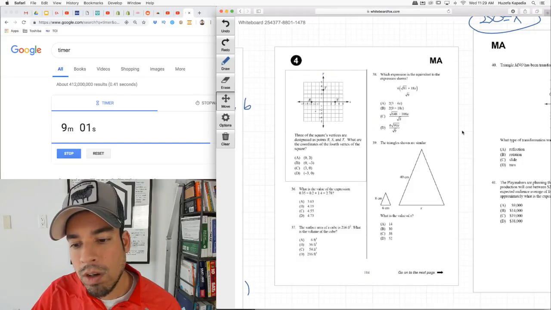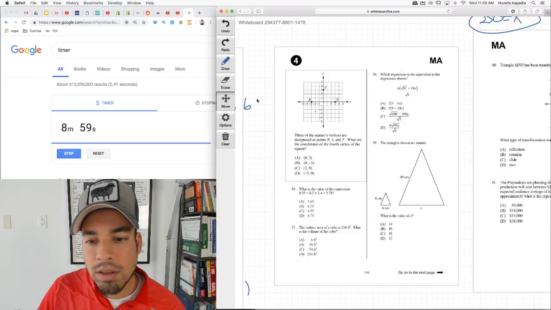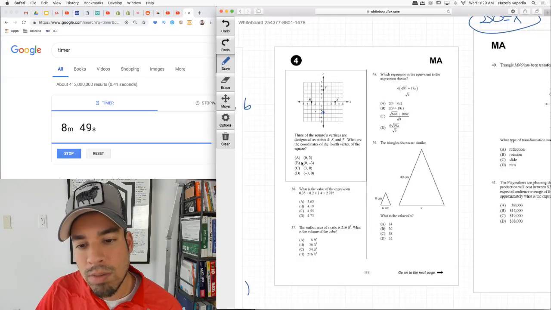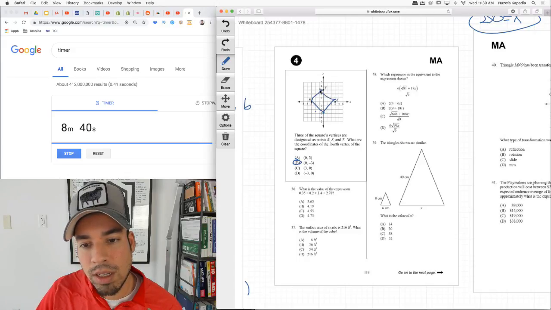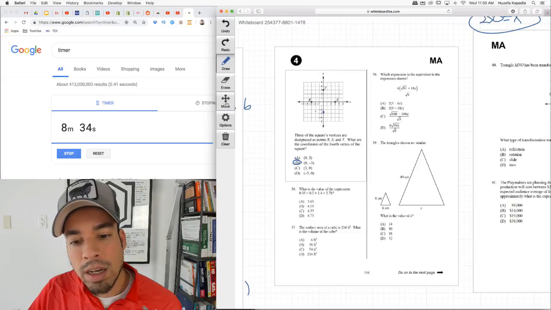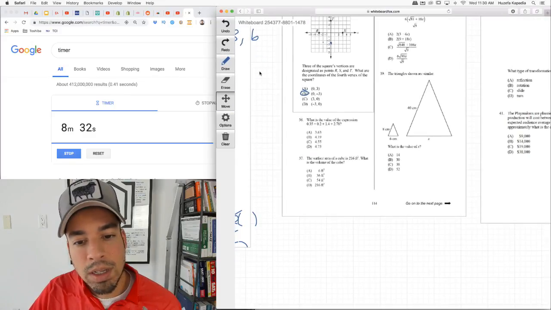Okay, cool. Next, 3 of the square's vertices are designated as points. What are the coordinates of the 4th vertex of the square? I'm feeling like the square is going to be like this. I'm not going to spend a ton of time verifying it, but this looks to me like 0, -3. Yeah, it's got to be, because that's at 3, that's at -3, and this makes a nice little diamond, which is also a square in this case. That's it. So that's B.